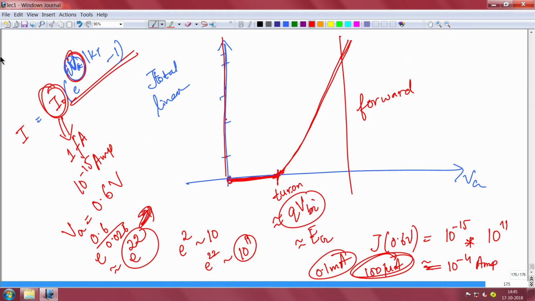There are many things that we will keep referring to when we are discussing the PN junction. I will also refer to how LEDs will work, how detectors will work and so on, solar cells and so on, with respect to PN junction equations, okay. I will come to that in subsequent classes.